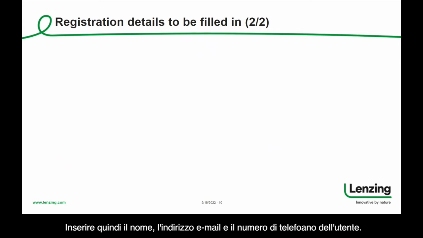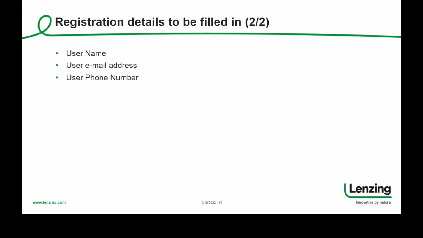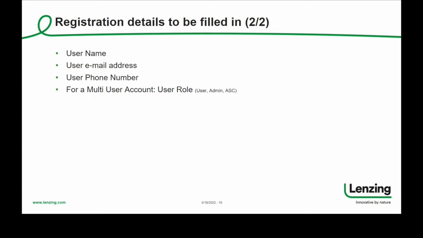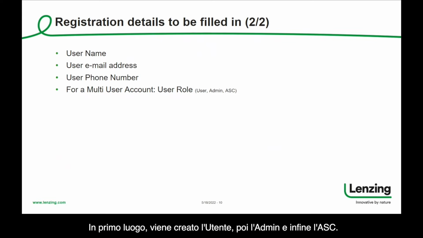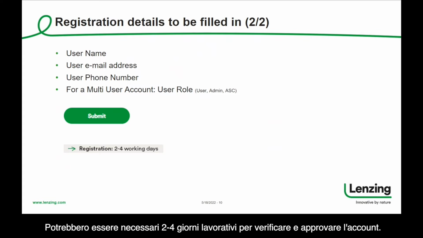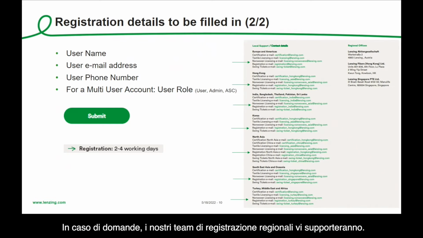Then please enter the name, email address, and phone number of the user. In case of a multi-user account, please also specify the user roles. Firstly, the user is created, then the admin, and finally the ASC. As a last step, kindly submit the registration application to Lenzing. It may take us 2 to 4 working days to check and approve your account. In case of questions, our regional registration teams will support you.